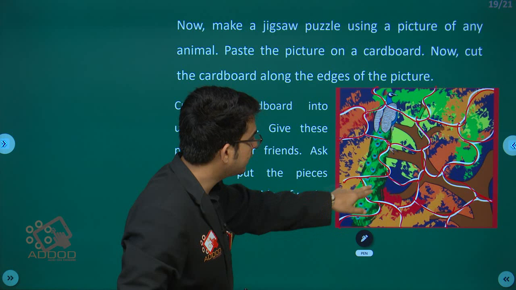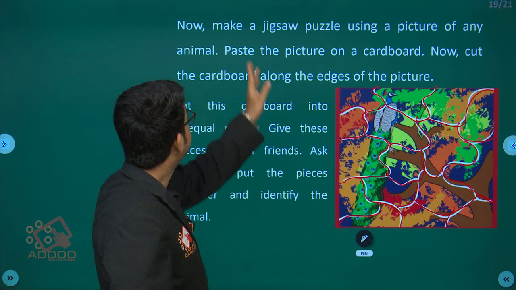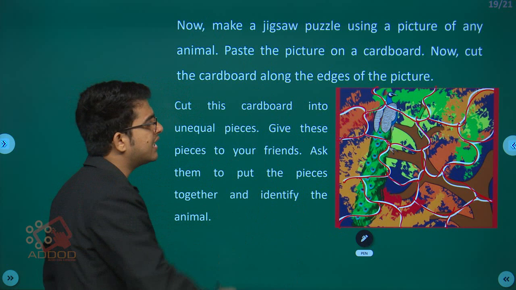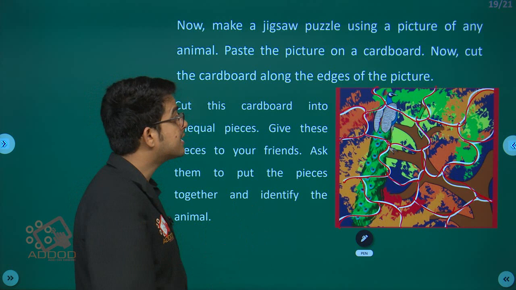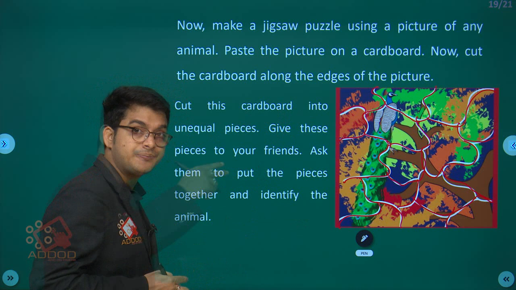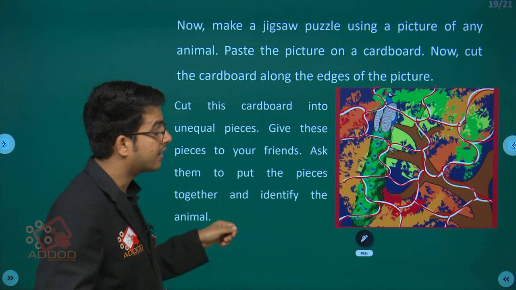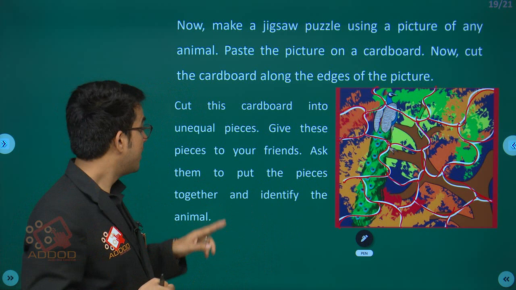Beautiful game, isn't it? You see what we have to do? Make a jigsaw puzzle using a picture of any animal, that is one example, peacock. Paste the picture on a cardboard. Now cut the cardboard along the edges of the picture. Cut this cardboard into unequal pieces. Yes, unequal pieces. Give these pieces to your friend. Ask them to put the pieces together. Means arrange those pictures that you have made separate, and identify the animals. If they identify, they will win.